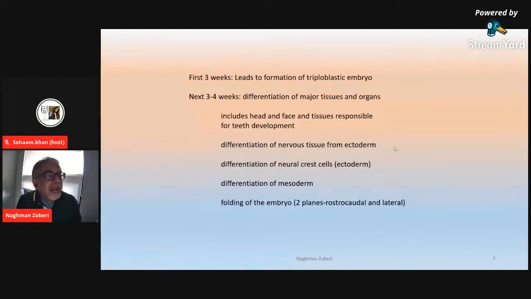That's it. The next 3 to 4 weeks will be dedicated to the differentiation of major tissues and organs, including the head and face and tissues responsible for tooth development, differentiation of the nervous tissue from ectoderm, differentiation of the neural crest cells, differentiation of the mesoderm, and folding of the embryo. There will be two planes, the rostrocaudal and the lateral. I will show you the pictures of how the folding starts appearing.